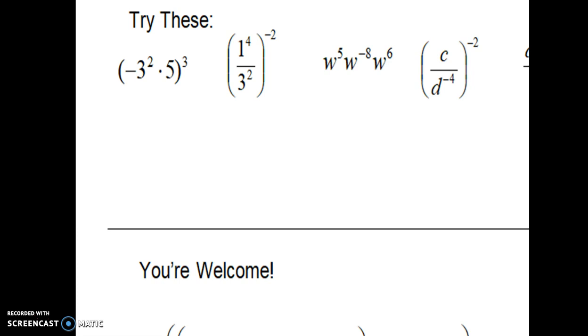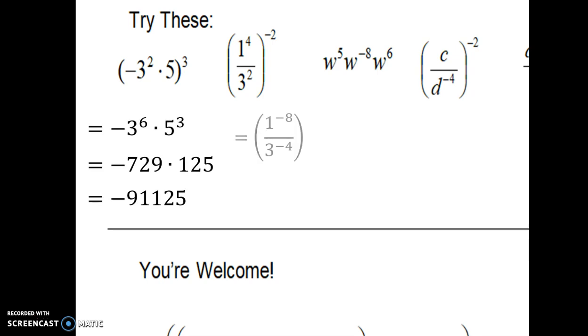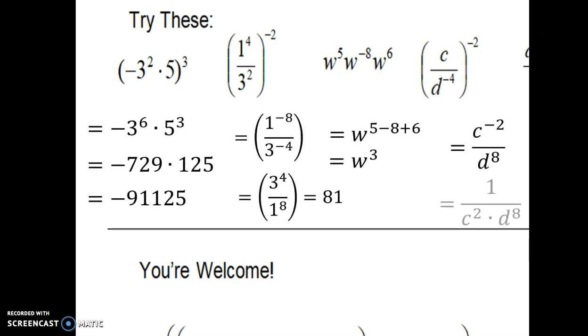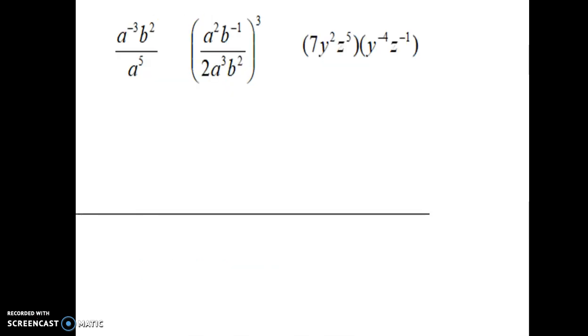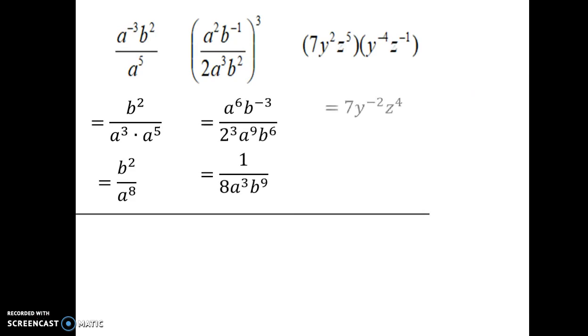So here's the first 4. All right, here's the answers to these. Hope they went all right. And a few more on the page that you're taking notes on. These last 3 here. All right, when you're ready, check your work. There's that.